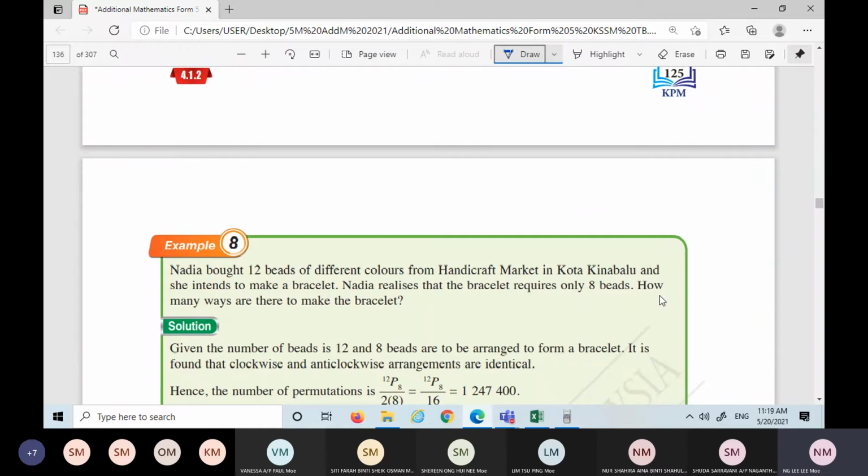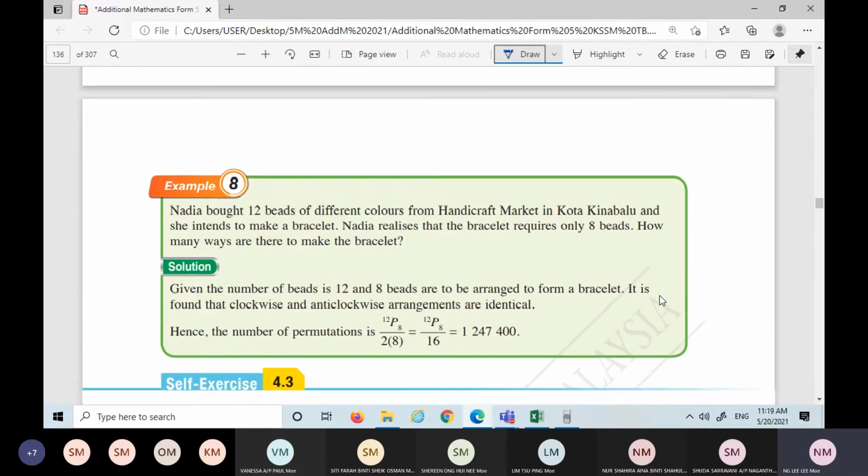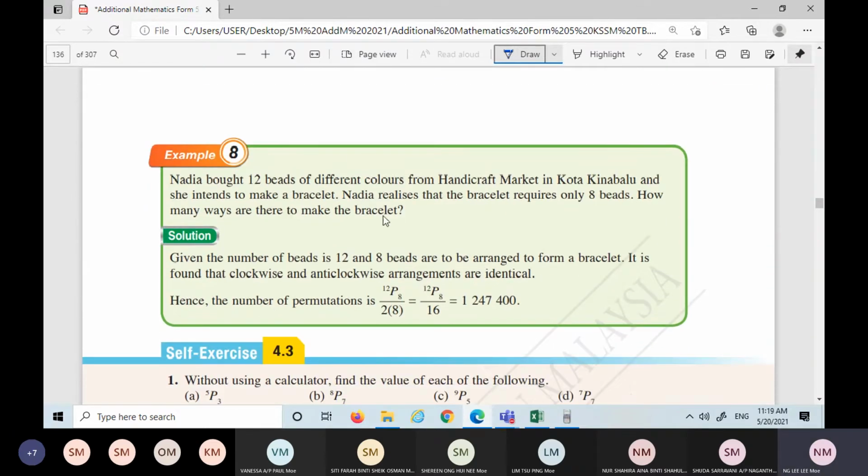You've got some more. Example 8. This is the nPr over 2r. The one arranging bracelets, so the clockwise and anti-clockwise are the same. So 12 beads of different colors. Realize that the bracelets require only 8 beads. So from 12, you choose 8. So 8 objects taken from the 12 objects. So it's 12P8 over 2 times r. r here is 8, so 2 times 8 at the denominator. So this is the answer.